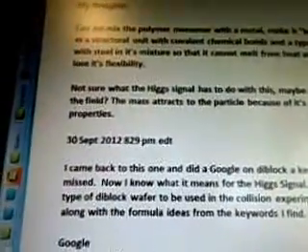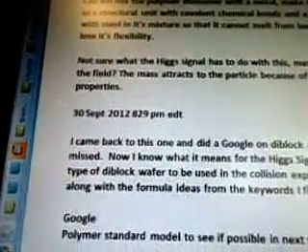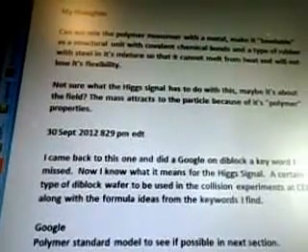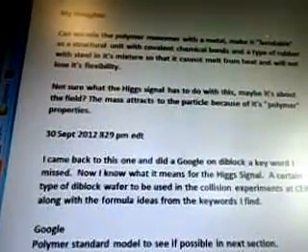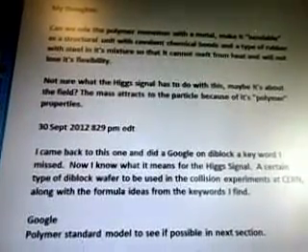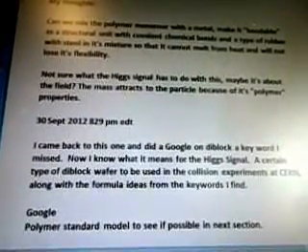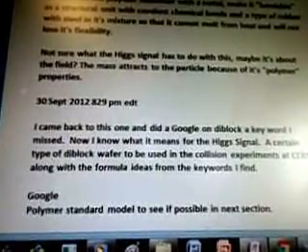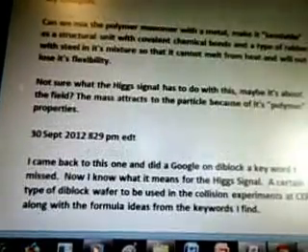September 30th, 2012. I came back to this one and did a Google on diblock, a keyword I missed. Now I know what it means for the Higgs signal: a certain type of diblock wafer to be used in the collision experiments at CERN, along with the formula ideas from the keywords I find. So I'm going to Google polymer standard model to see if it's possible in the next section.